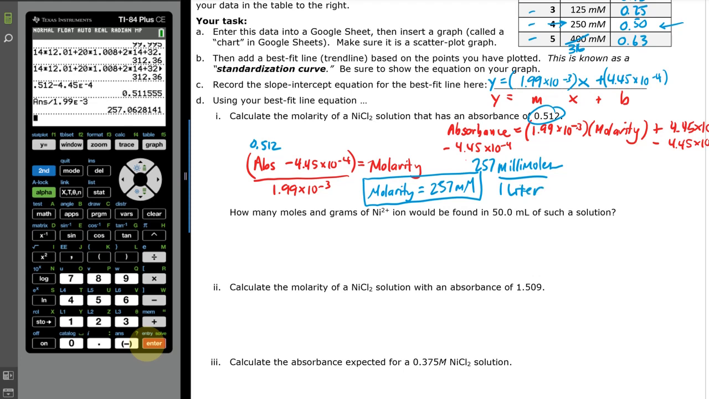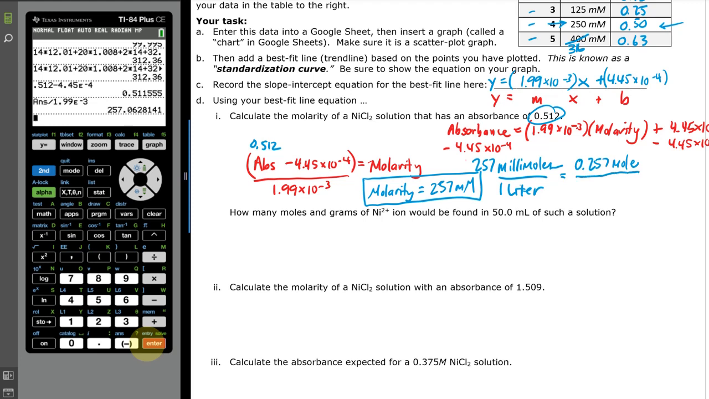Another way of saying that would be 0.257 moles, because millimoles are like millimeters. There's 1,000 millimoles in a mole. So this would be the equivalent of saying 0.257 moles, 257 millimoles.